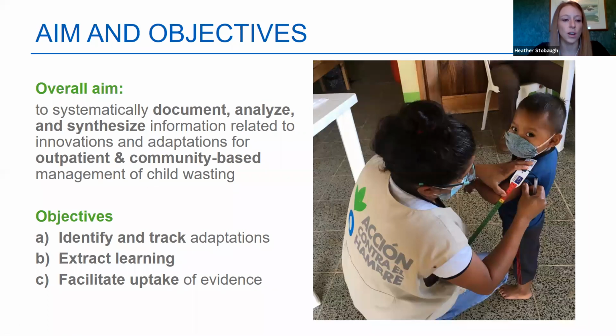So the effort is really to try to systematically document, analyze and synthesize a variety of information related to these adaptations that are being implemented, with objectives to both identify and track the adaptations, which UNICEF has started to do and outlined, but then also extract learning around what's happening on the ground and the programmatic outcomes. And then also to facilitate uptake of this evidence in as near real time as possible to both inform responses now in COVID-19, but also to help provide evidence for future programming as well. Next slide, please.